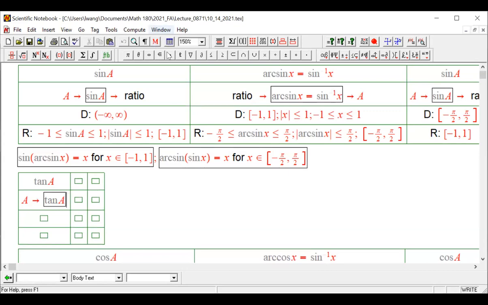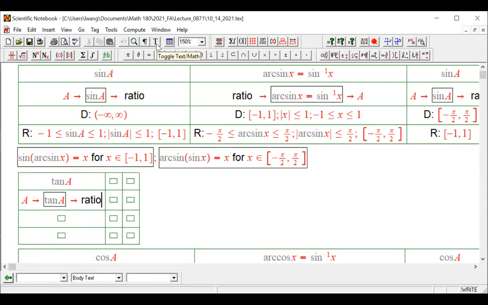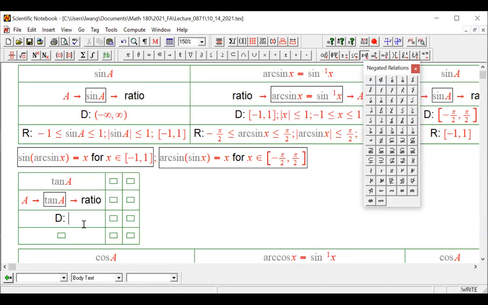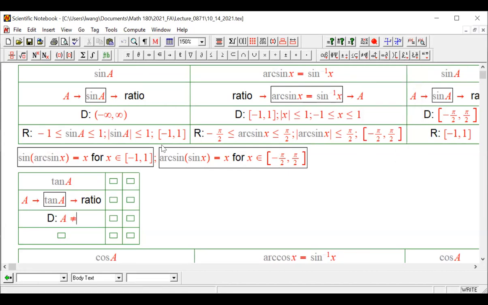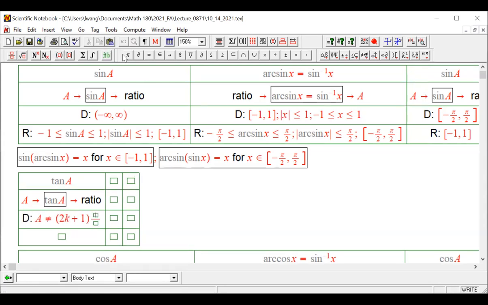It produces a tangent ratio. And the domain of tangent, as we have talked about many times, is that the angle input x can be any real number, but not the odd number multiples of pi over 2. And the range is all real numbers. We went through all that process.